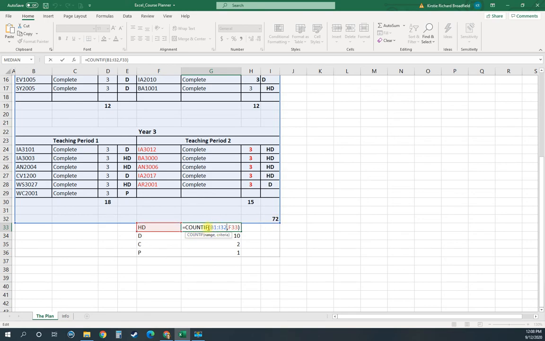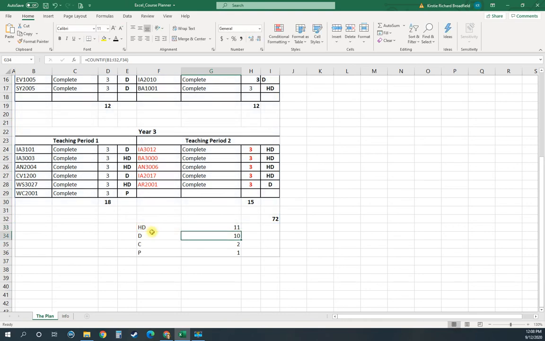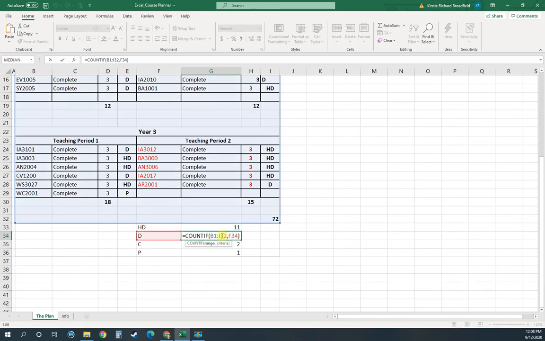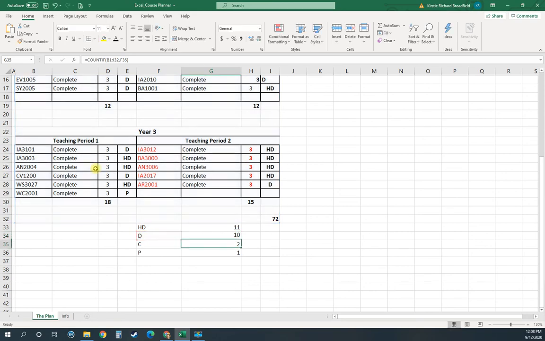And basically it says count if any of those squares in there contain what is written in square F33, which is HD, and it returns 11. And the same down here, so everything remains the same, the B1 through to I32, just this changes down here to the next section down.